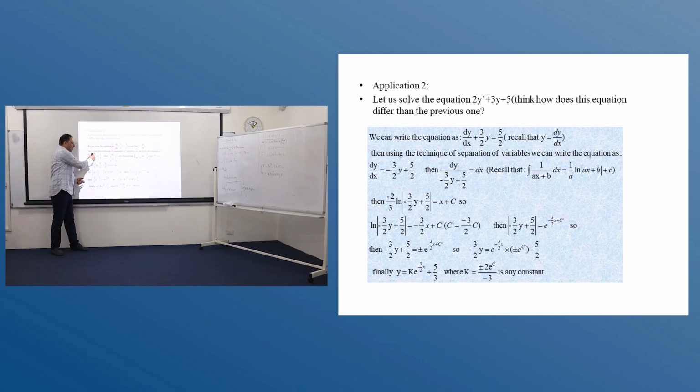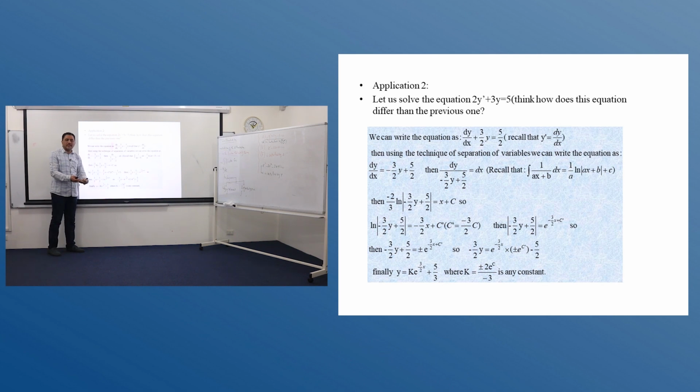One of the best techniques is to take this one as the denominator of y. So write dy over this equals dx. And as you know, the integration of 1 over ax plus b dx is 1 over a ln absolute ax plus b. Now what is a in this case? A is minus 3 over 2. So the integration of this is 1 over this. So it's going to be minus 2 over 3 ln absolute minus 3 over 2y plus 5 over 2 equals x plus a constant c.